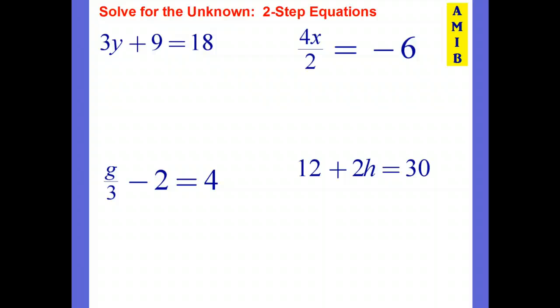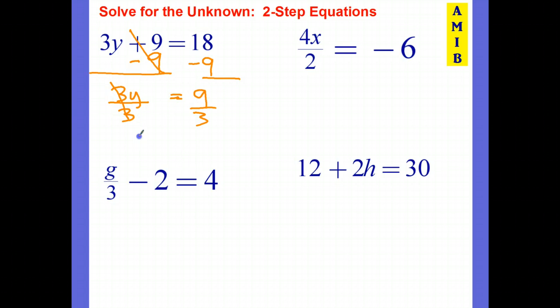Okay, welcome back. Hopefully you've done all your setting out for these questions. The 2 operations in the first equation are multiply by 3 and add 9. So the first step you should have done is to subtract 9 from both sides. That leaves 3y equals 9. And the second step, the opposite of multiplying by 3 is dividing by 3. And I get y equals 3. Check. 3 times 3 is 9, plus 9 is 18. So that's the correct answer.